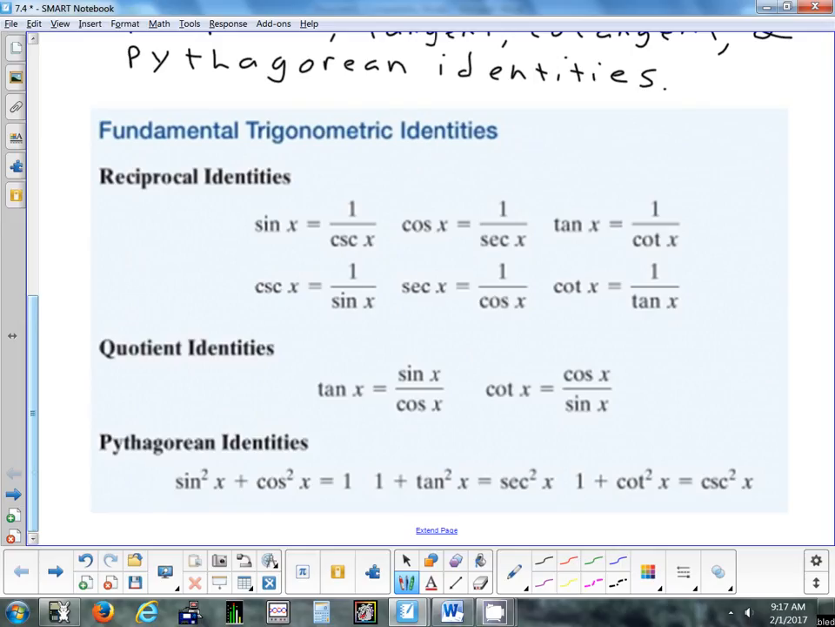Any questions on those? And these are all in your book right on page 403, if you need them. In fact, I think I just took a picture of the page in the book and put it up there, basically.